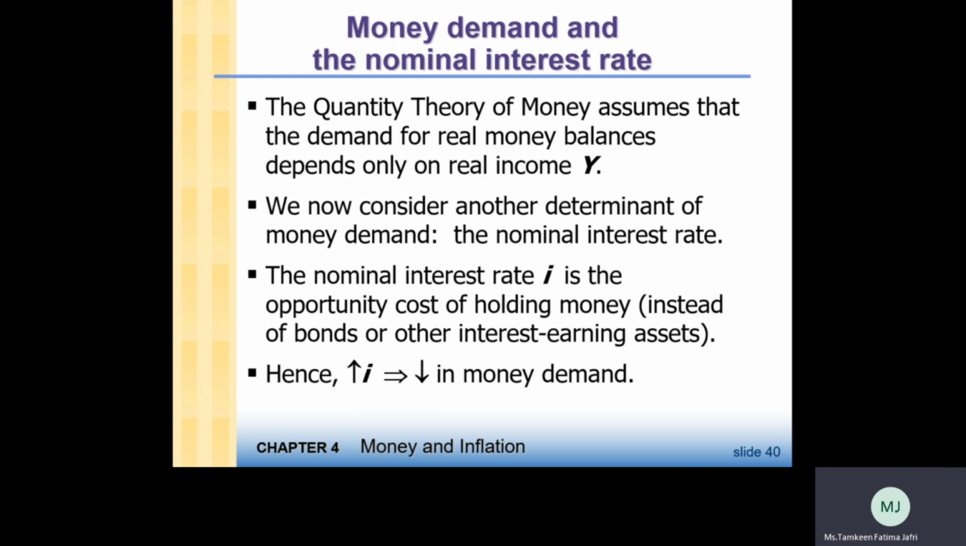Now, I would like you to recall the relationship between the quantity theory and the money demand function that we derived earlier. The quantity theory of money assumes that demand for money depends on real income alone. So there was only one determinant of real money demand that we identified, and that was Y. We assumed that as Y increases, that is, as output increases, people would like to buy more goods and services, hence they're going to demand more money. So we assumed that Y was positively related to money demand. So as Y increases, people would like to hold on to more money.